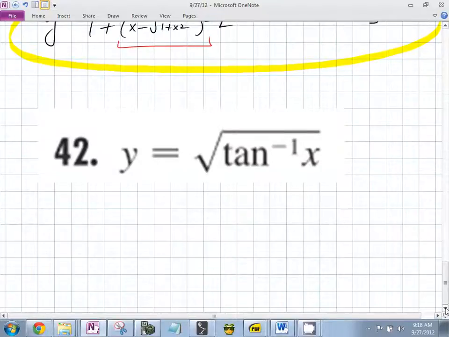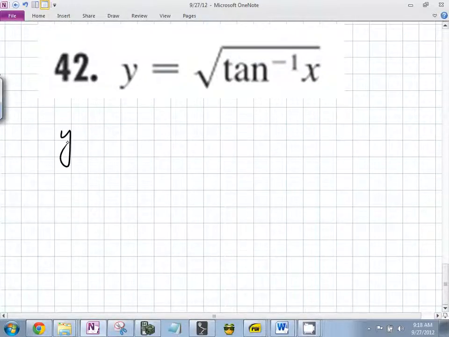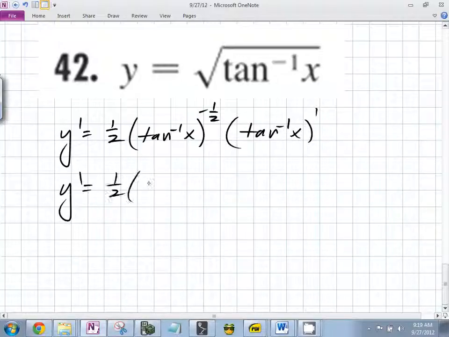So what's the outer function? Yeah, the outer function is not tan. The outer function is, so 1 half tan inverse of x to the what power? And we're multiplying by tan inverse x prime. So y prime is equal to 1 half tan inverse to the negative 1 half times what? Could you clean that up a little bit?